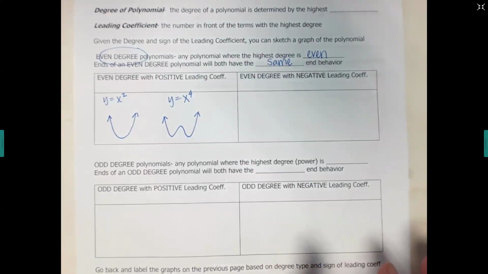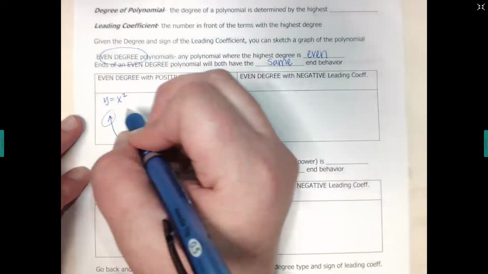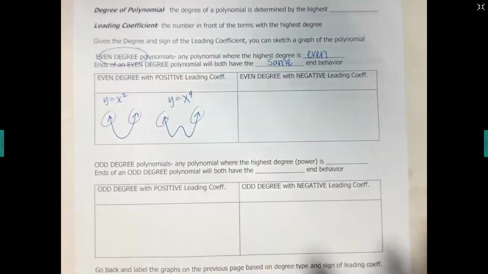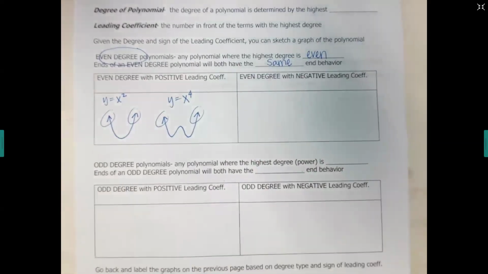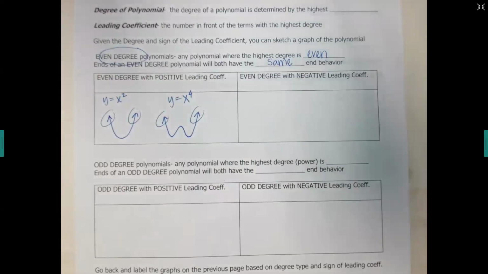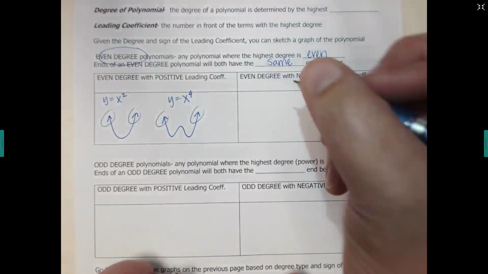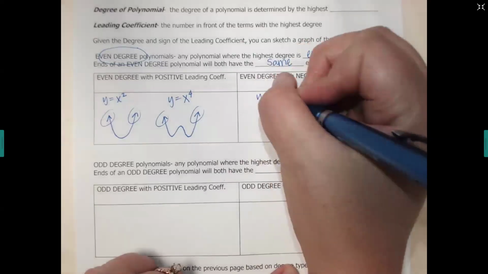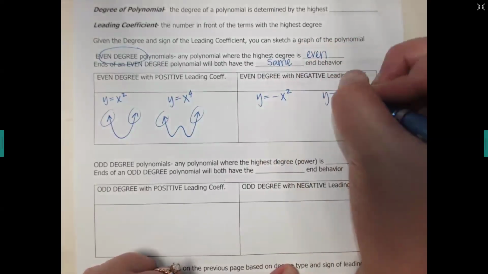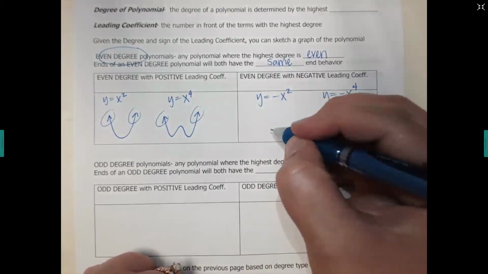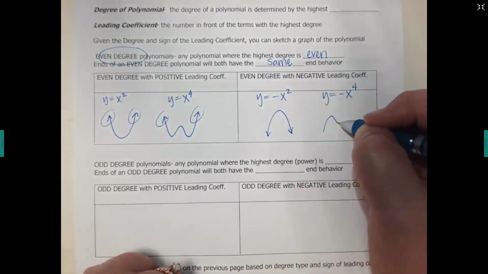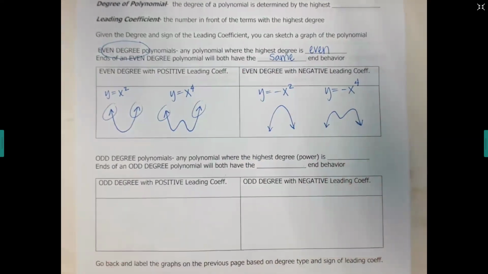The reason that those are considered even with a positive coefficient is because your ends are both pointed up. Now, if you have an even with a negative coefficient, then both of your ends are going to point down. So give me a negative x squared and a negative x to the fourth. So if your highest power is even, your ends have to match. They're both up if you have a positive coefficient. They're both down if you have a negative coefficient.